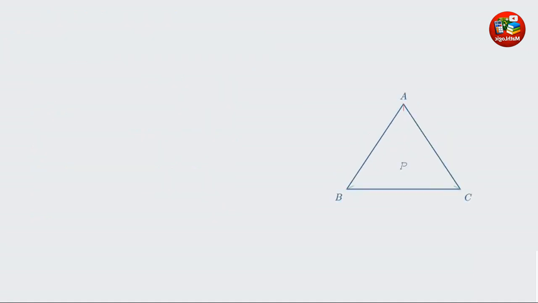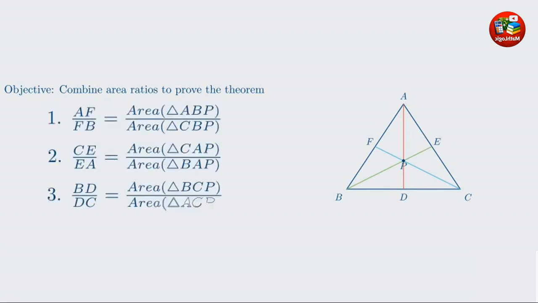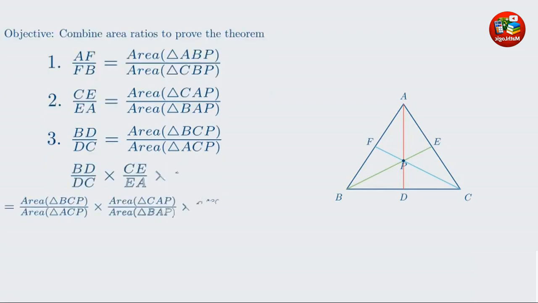Now, we will combine these three relationships to reach our final result. Let's look at the product of the side ratios we just identified. We have these three equations relating side ratios to triangle areas. Multiply the ratios on the left. This should equal the product of the three area ratios on the right. Let's carefully observe the terms in this product of areas.